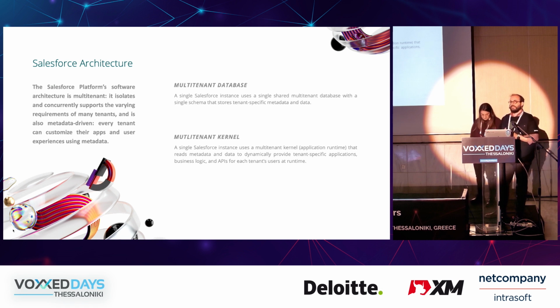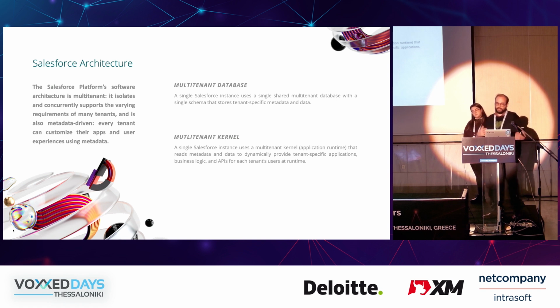But since we are technologists, we care more about the underlying tech architecture of this platform. Two main words: it's a multi-tenant platform, and it's metadata-driven. Multi-tenant means it supports many tenants on the same infrastructure, and each tenant is able to customize the platform using metadata. They build custom applications, build different user experiences, etc. From a technical perspective, if you get a Salesforce org, there are 2 things. A multi-tenant database, which is a single instance of a shared database among all tenants with a single schema that stores tenant-specific metadata and data. And also a multi-tenant kernel that at runtime, based on the metadata, identifies and provides you the applications, the business logic, and the records that you should have access to.